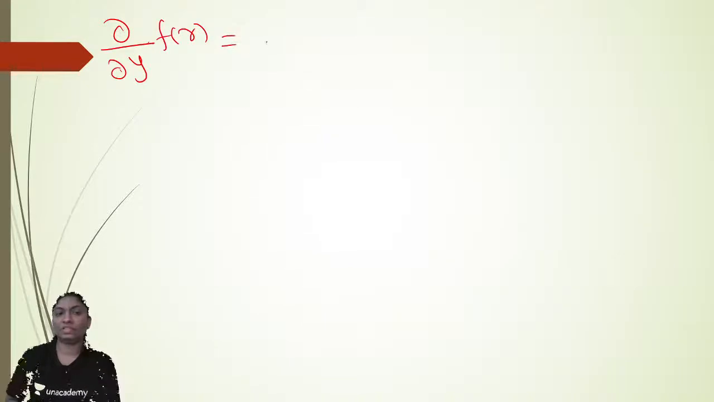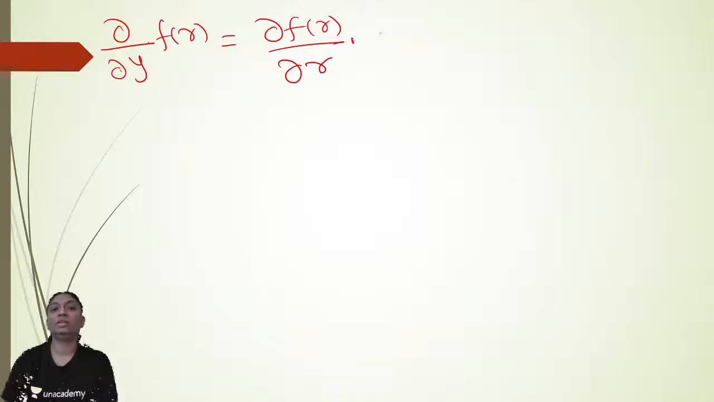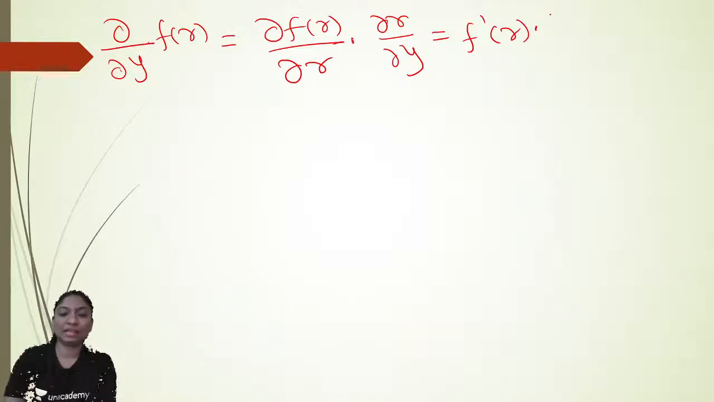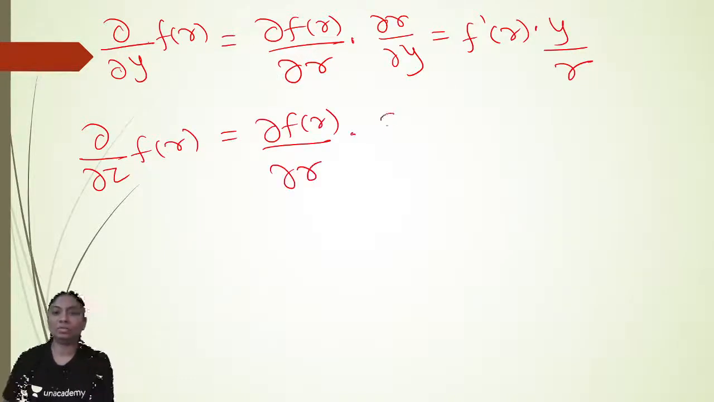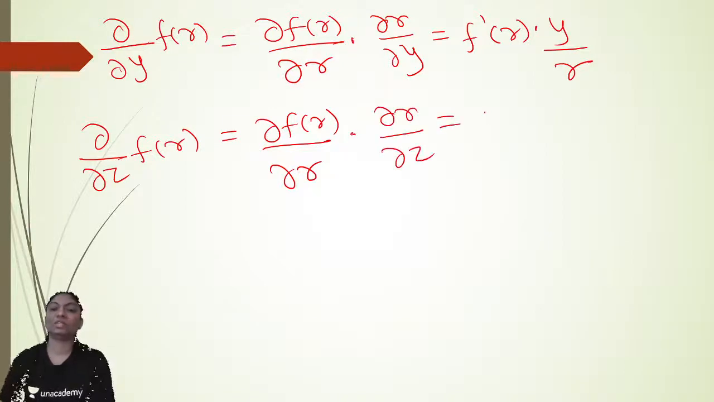Okay. So exactly similar way we can calculate ∂f(r)/∂y. So what will we get? ∂/∂y of f of r is equal to ∂f(r)/∂r into ∂r/∂y. So this becomes f dash of r into ∂r/∂y. Exactly similarly we will get y upon r, right? So ∂/∂z of f of r is ∂f(r)/∂r into ∂r/∂z, which is equal to f dash of r into z by r.